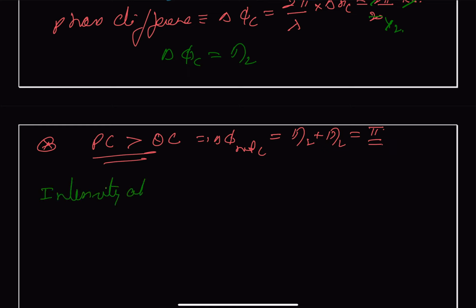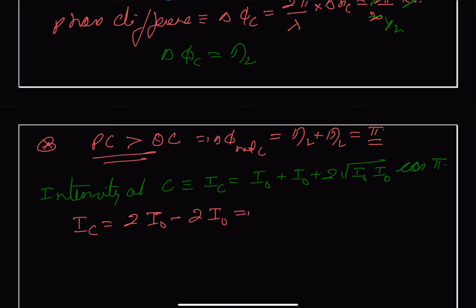Intensity at C, that is IC, equals I naught plus twice I naught into I naught, and we have this cos of pi, and cos of pi is -1. So we get IC equal to 2I naught minus 2I naught, which gives IC equal to 0. And we need to find out the ratio.